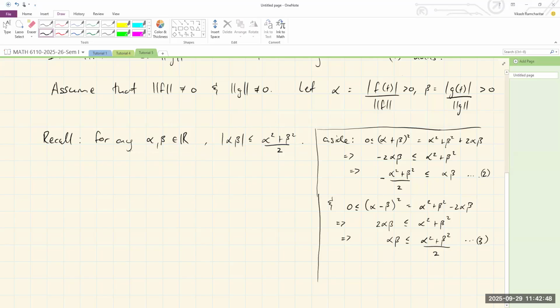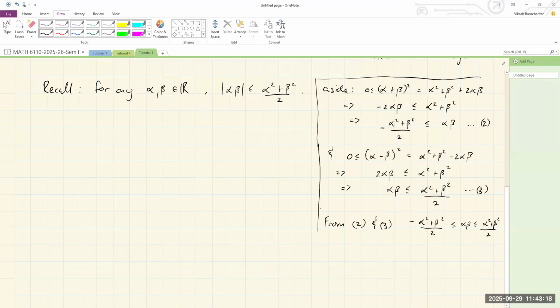So from inequality 2 and inequality 3, I could get minus alpha squared plus beta squared all over 2 is less than or equal to alpha beta is less than or equal to alpha squared plus beta squared over 2. Okay, maybe I should have done this horizontally. Oh well.